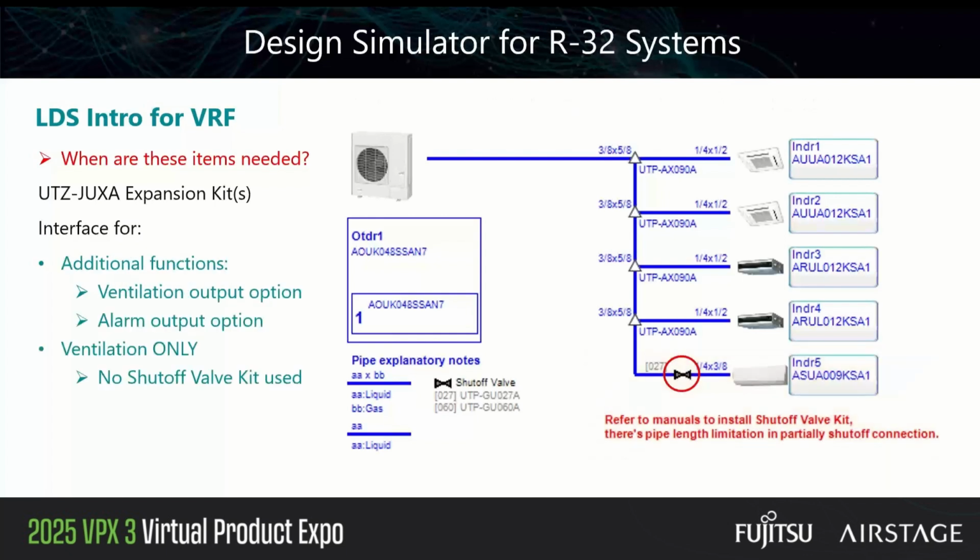Some additional functions we have are the ventilation outputs, as I mentioned, the alarm, and what we can do as an option is ventilation only. So take your eyes away from the image here for a minute. If we're not using a shutoff valve, in lieu of a shutoff valve, let's just say we're going to propose some type of ventilation. We're going to bring in outdoor air for dilution, by whatever means. We can do that through use of an expansion kit.